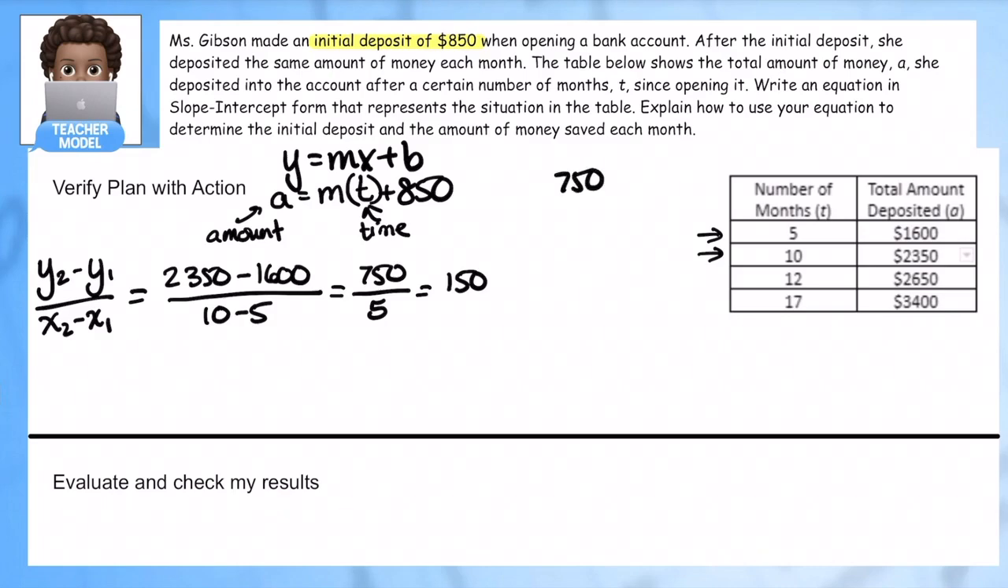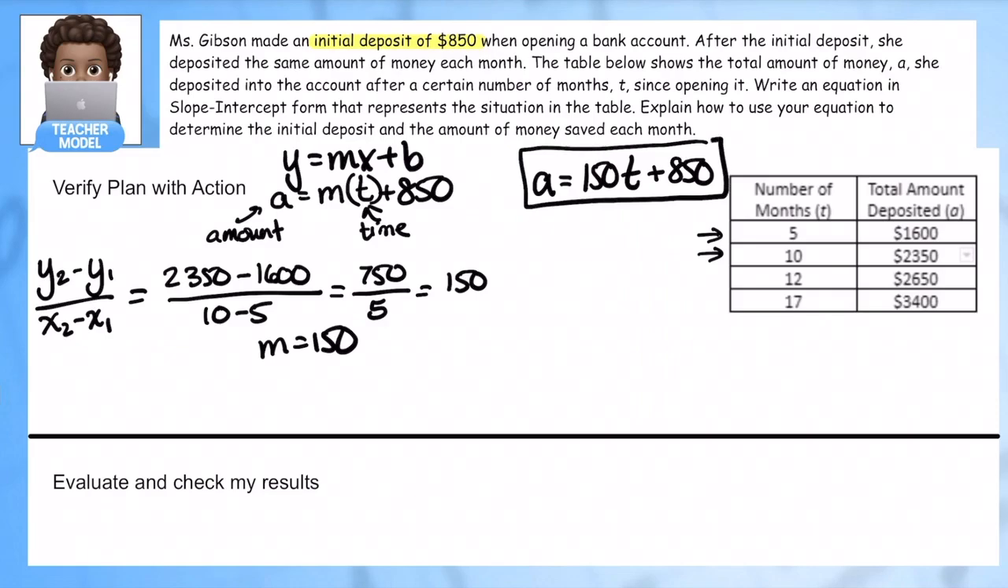Let's double check. I don't want to make a silly mistake. It happens, but I want to see if I can prevent it. 5 goes into 25 5 times. Yep, 150. Okay, so now we've identified what our m is, our slope. M is equal to 150. So let's put all those different parts together into our equation. A is equal to 150t plus 850. This is our equation.